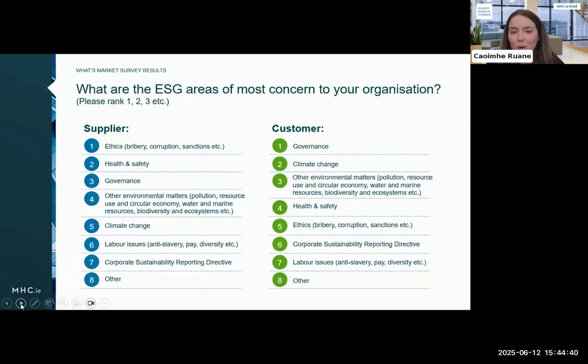Interestingly, you can see that the Corporate Sustainability Reporting Directive is down pretty low on both sides, and this tallies with our earlier observation on the rolling back and the paring back of the ESG agenda and that directive generally at an EU level.